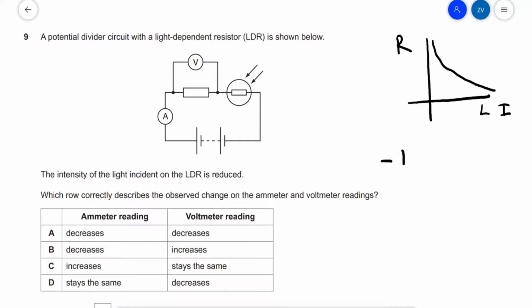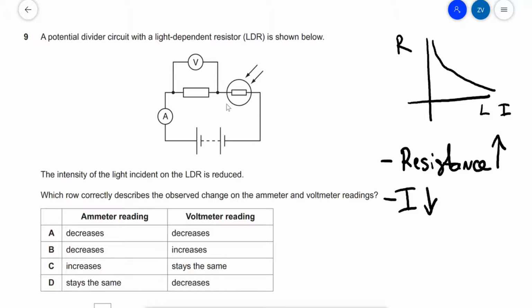So we can say over here that the resistance increases. Now, because the resistance is increasing, that means that the current needs to be decreasing overall in the circuit. So that means that I must be going down. If the current decreases, that means that we know exactly what's happening to the potential difference across the voltmeter.